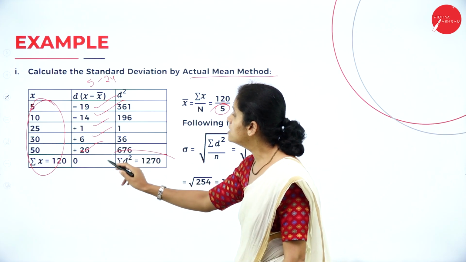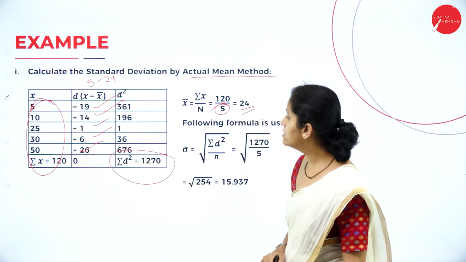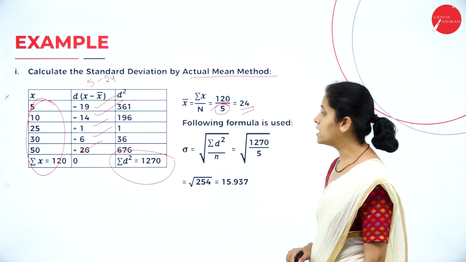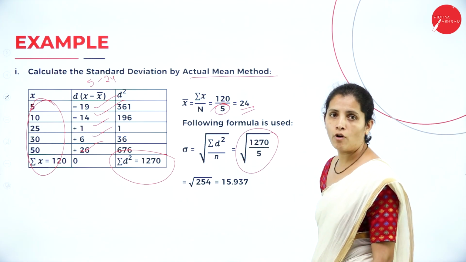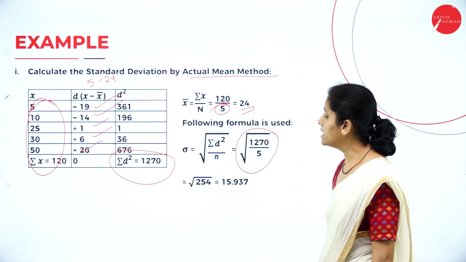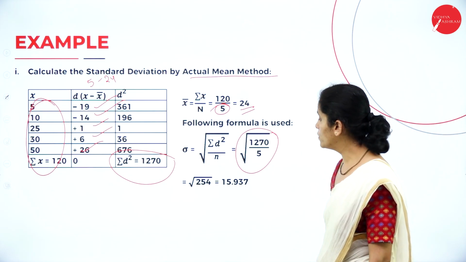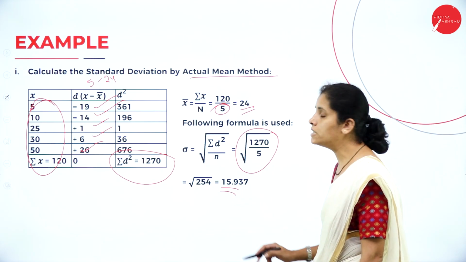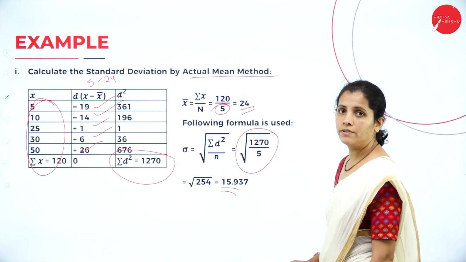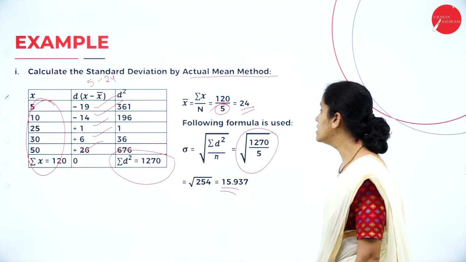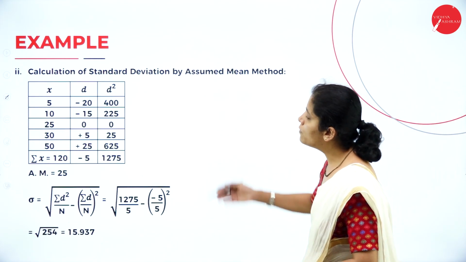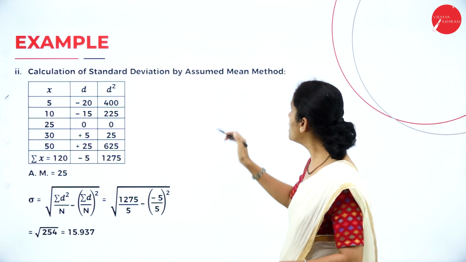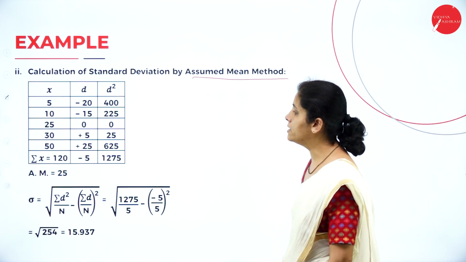And what is the summation of di square? That is 850, and I'm going to substitute the values into the formula. And when I take the square root of that, I'm going to get the answer. This is the standard deviation. And what is the standard deviation? That is 15.937. Now, see, I want to solve the same data by using assumed mean.